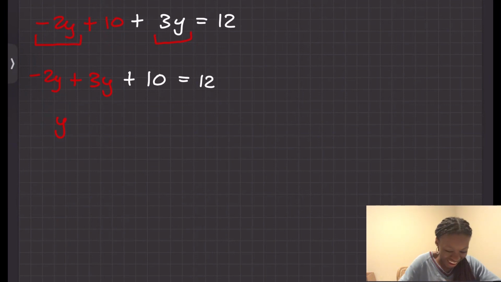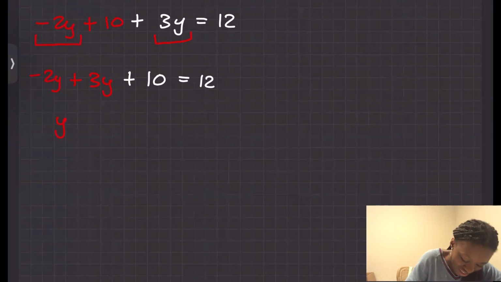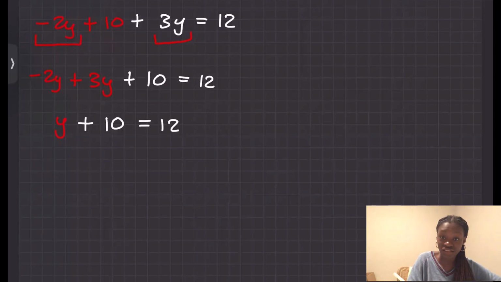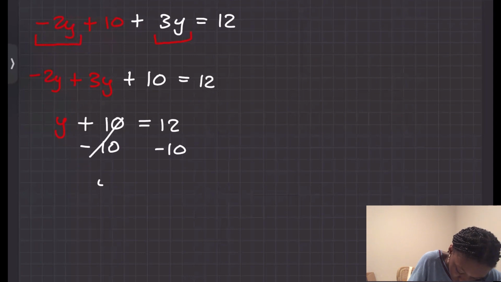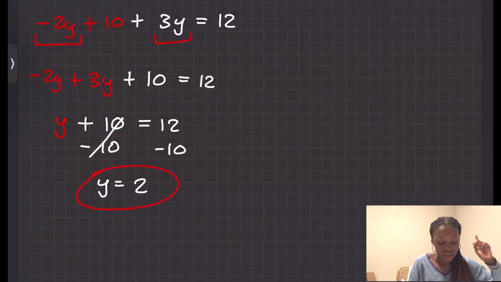Okay, so y plus 10 equals 12. To get y on its own, we're going to subtract 10 from both sides. And we get that y is equal to 2. Sorry, 12 minus 10 equals 2. Y is equal to 2.